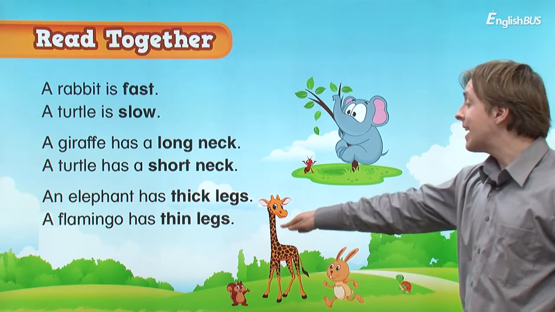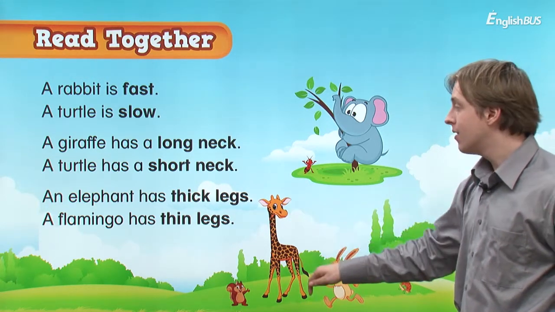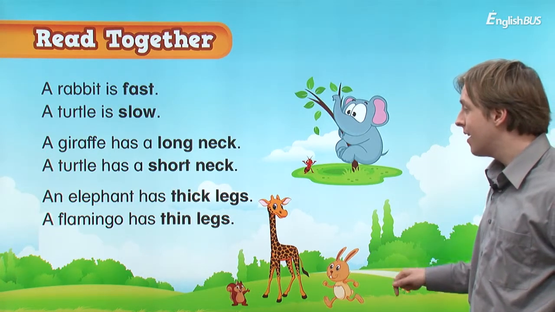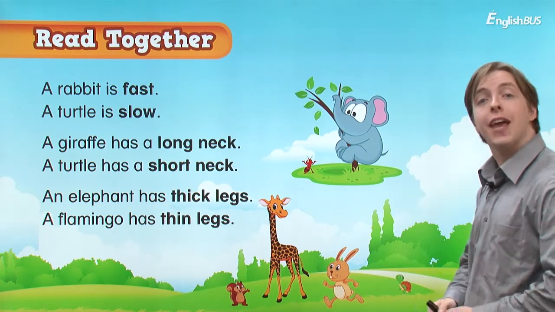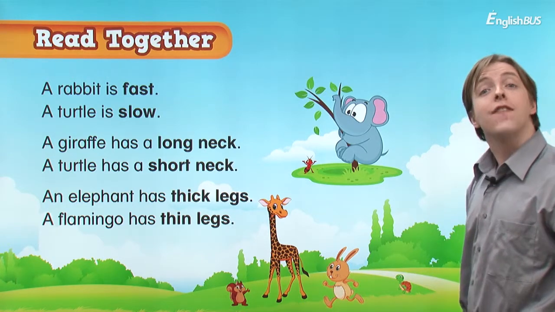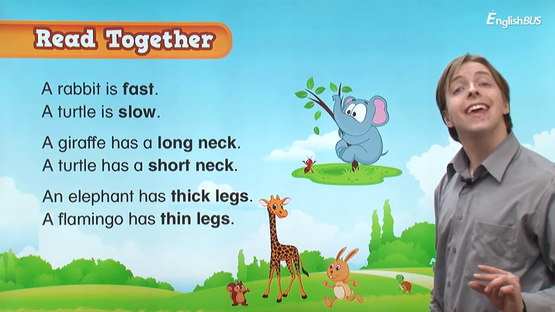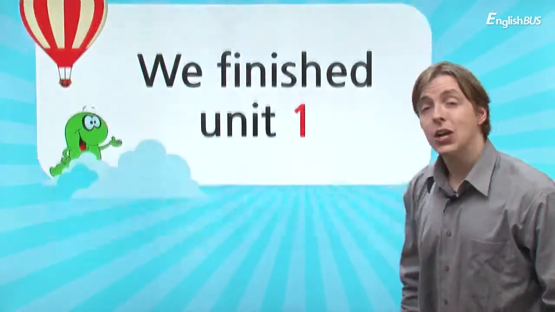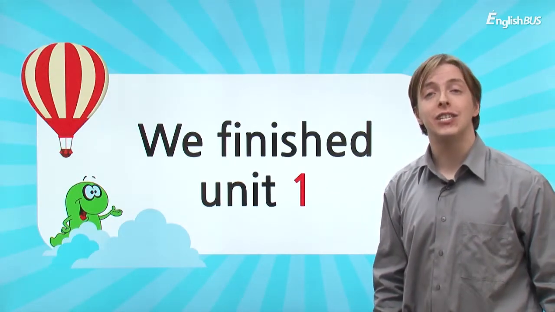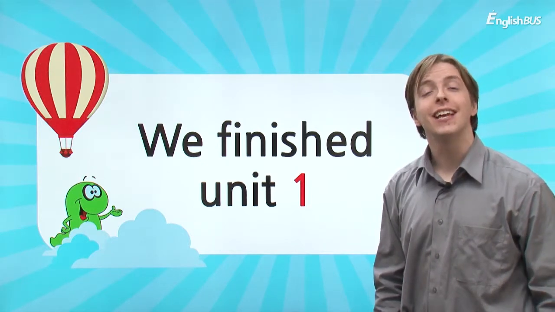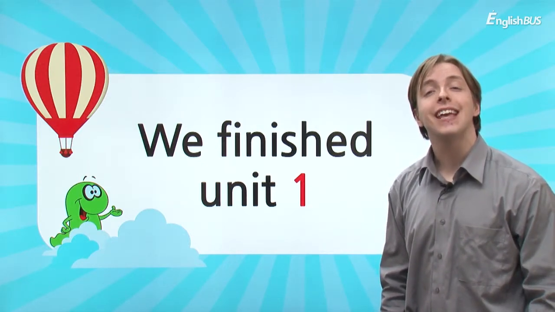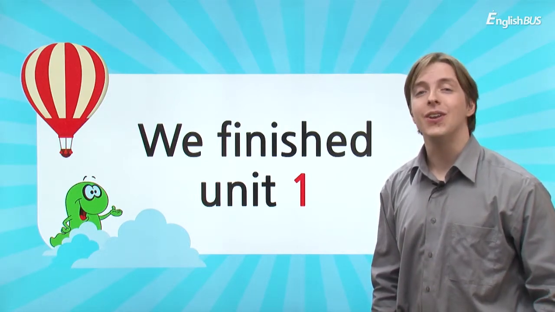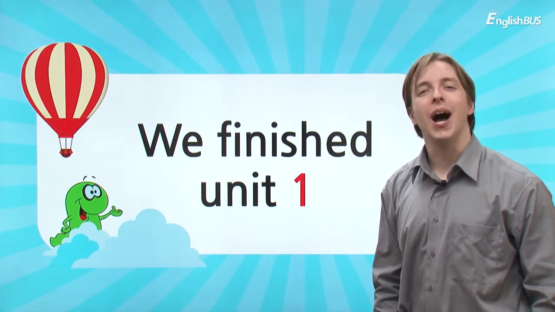A giraffe has a long neck. A turtle has a short neck. An elephant has thick legs. A flamingo has thin legs. So we've learned a lot of things in this unit, but we're not finished yet. There are many other exercises and activities for you to do on your own. But I know you can do it. Good job today.